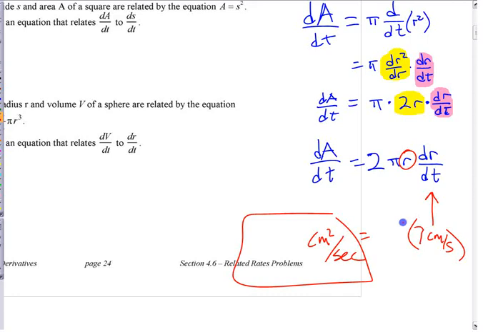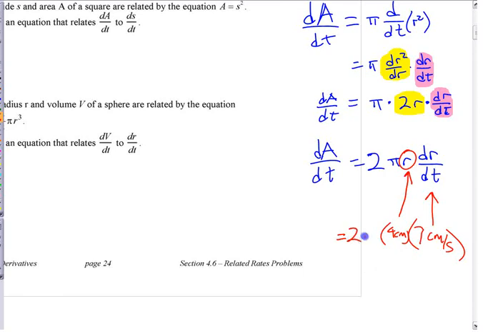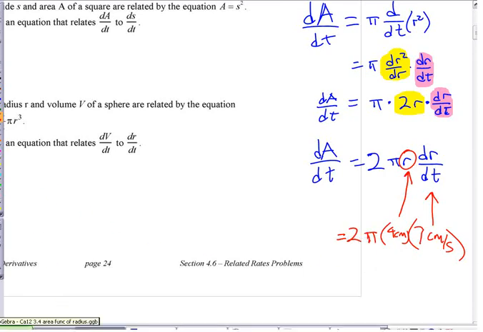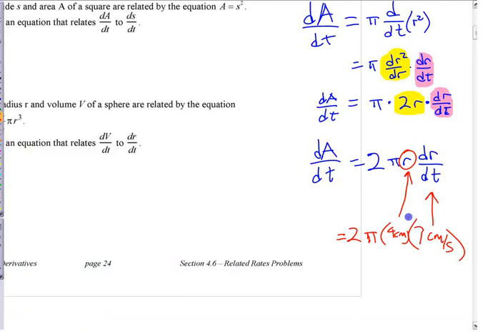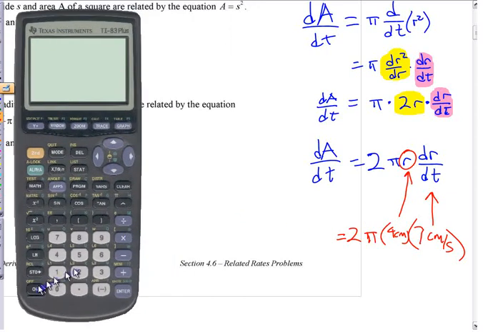If I want the rate of change of area, let's say it was the moment the radius was 4 centimeters, and I'm changing the radius at 7 centimeters per second. What's the rate of change of area going to be? I need a 2 and I need a pi in there. Let's get the calculator out and check that. So if I multiply all those things, 2 times pi times 4 centimeters times 7, roughly 176 or 175.9.